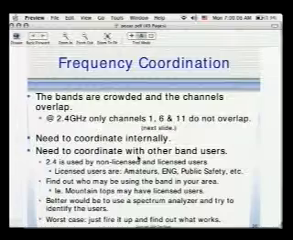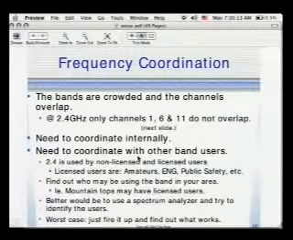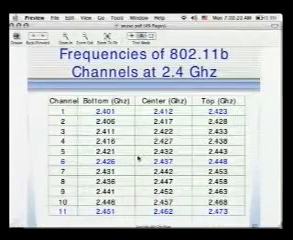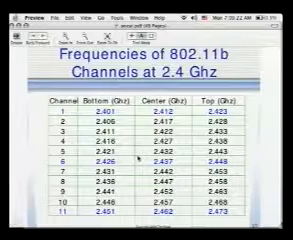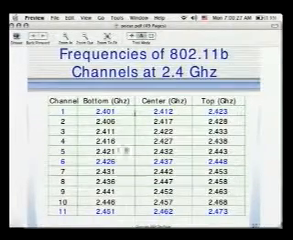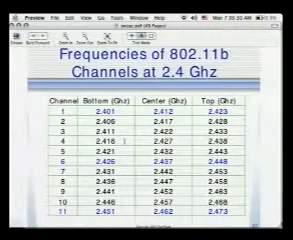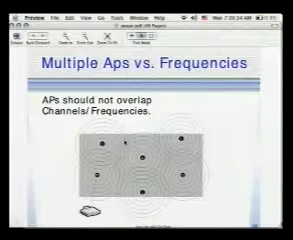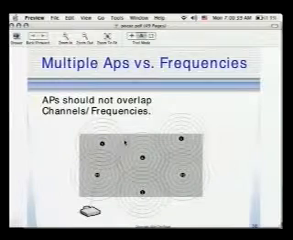So typically you only want to light up on 1, 6, and 11 to be a good neighbor. You need to coordinate internally with yourself, obviously, so you don't step on each other, and you also need to coordinate with the other band's users. Here's an example of the 2.4 band plan. The ones in blue are the ones you can actually use, and the other ones overlap. You can see that each channel overlaps here. If you're coordinating with yourself, make sure your access points don't overlap channels and frequencies.